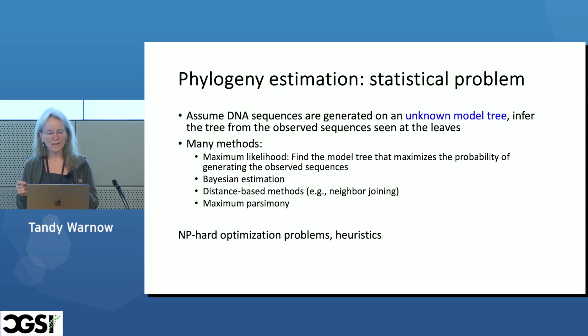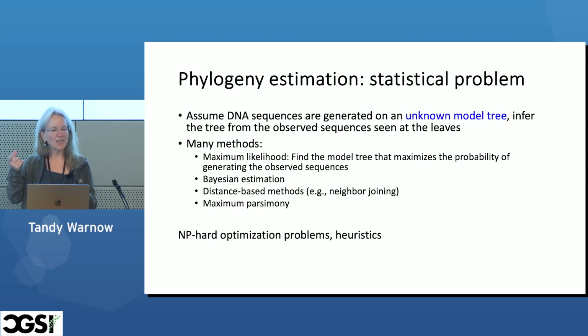There are many methods. Here are 4 categories that are pretty common. Maximum likelihood, which is to say you know something about the model. For example, you know it's Jukes-Cantor. You want to find the model tree that has the highest probability of generating the data. Okay? It's an NP-hard optimization problem, very cleanly stated. Bayesian estimation is basically a random walk in model tree space, and after a while you've converged to the stationary distribution and you can sample.